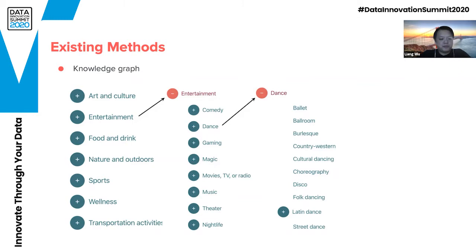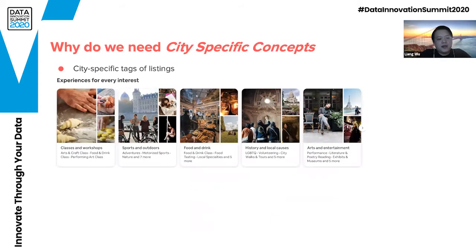This knowledge graph was built manually, and we intended to include those universally popular concepts. So it doesn't include city-specific or location-specific concepts. And one question is, why do we need city-specific concepts in a knowledge graph?